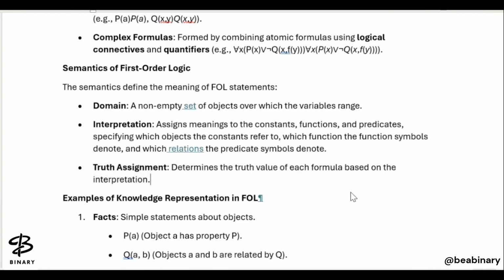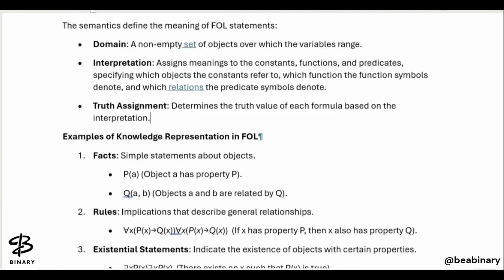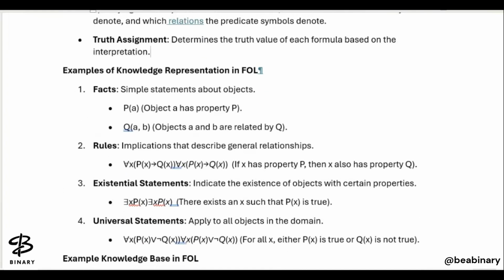So basically, in a simple language, we are determining what the output will be, or what the meaning of a particular statement is. So this is the semantics. And now, what comes under the examples here? How can we use examples of knowledge representation in predicate logic? Facts are simple statements about an object, like object A has a property P, or objects A and B are related by Q. Simply, we are talking about the simple property of a particular object.